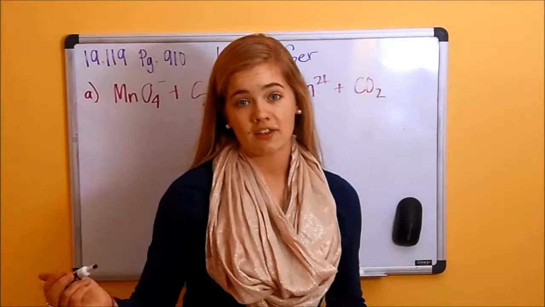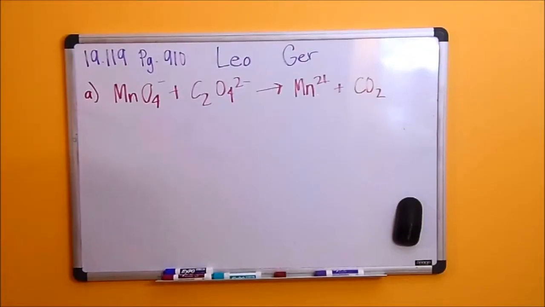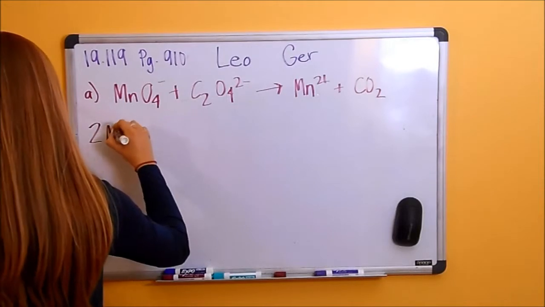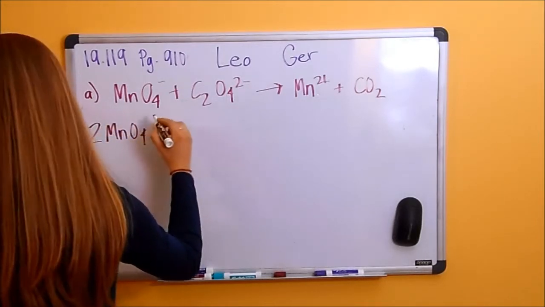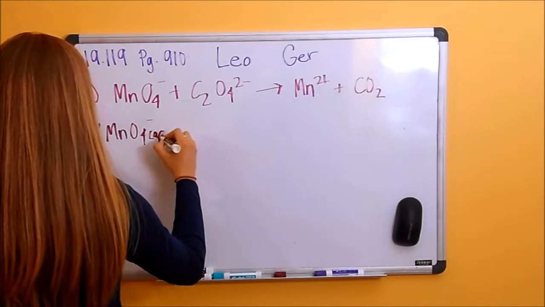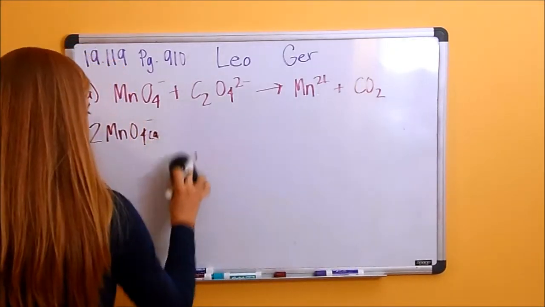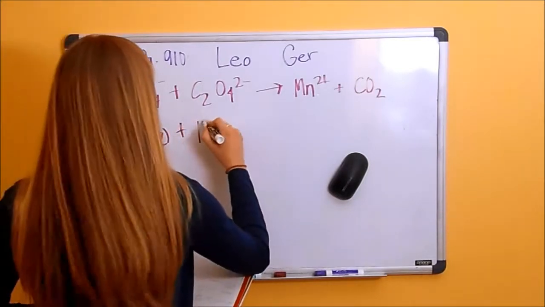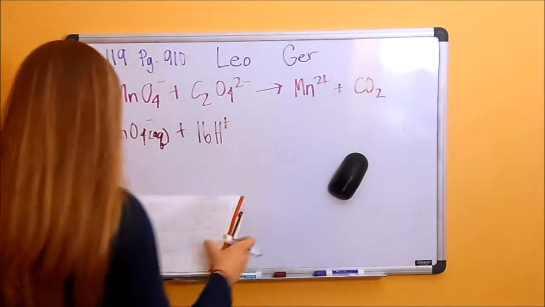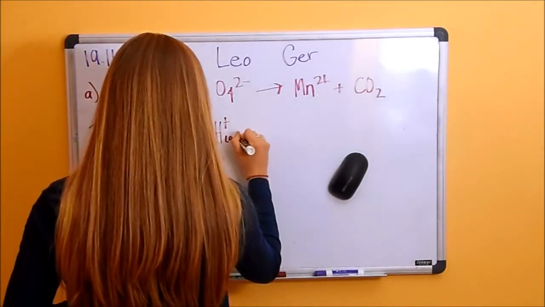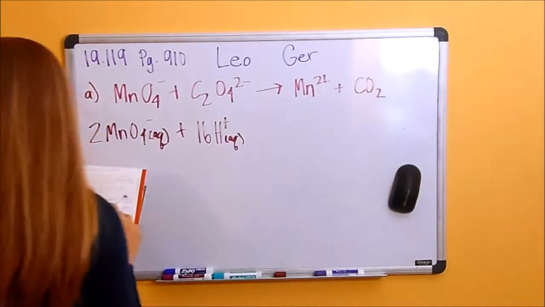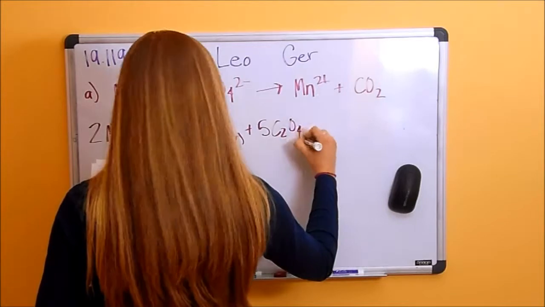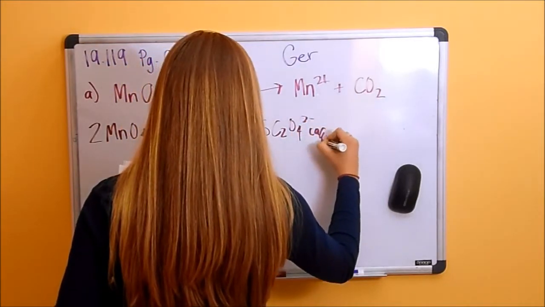Okay, so when I add these two together, this is what you'll get. So we have 2 MnO4 minus, and that's aqueous. That is not a Q. Aqueous plus 16 H plus, which is also aqueous. And then we have plus 5 C2O4 2 minus, which is also aqueous.